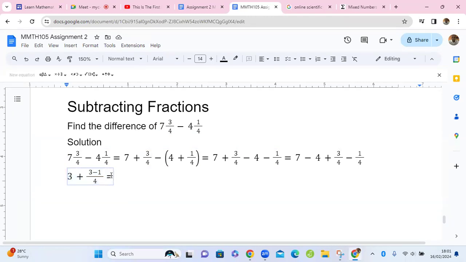And 2 over 4 simplifies to 1/2, because you can divide both the numerator and the denominator by 2. 2 into 2 goes once. 2 into 4 goes 2 times. So the answer is 3 1/2.